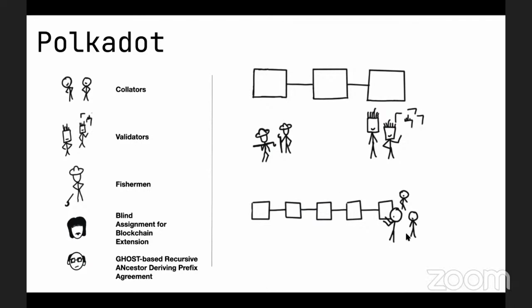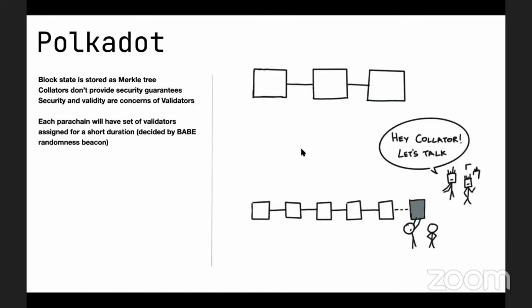So the collators' responsibility is to assemble the next possible block, right? They take all the data that came as a request to be added to the blockchain. They put all that together, and they create this block. Once they create this block, the interaction between the validators and collators starts, right? The block state is stored as a Merkle tree here. There are no Patricia Merkle trees like Ethereum. It's a straightforward Merkle tree. And then, as I said, the collators don't provide security guarantees. Security and validity are concerns of validators.